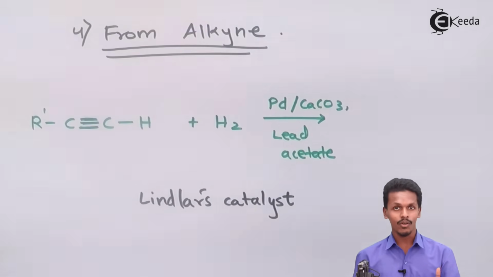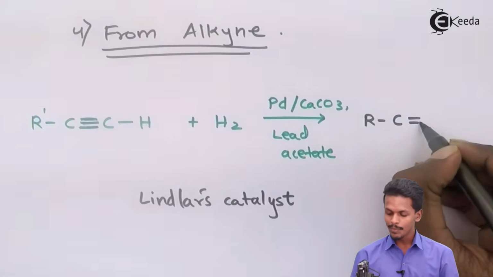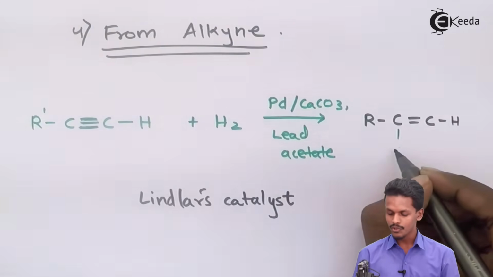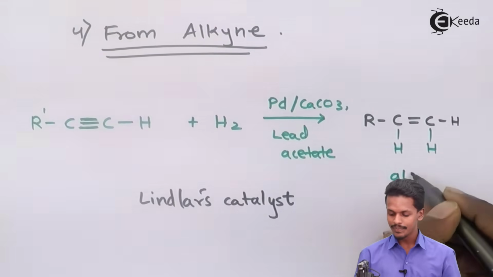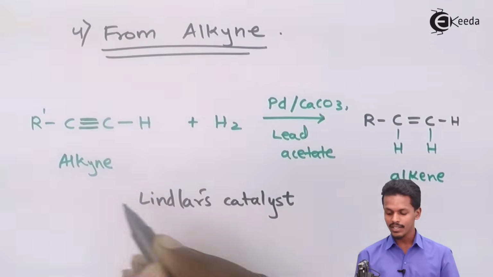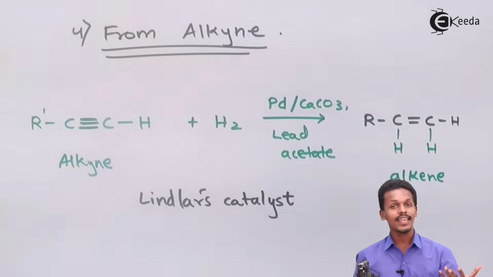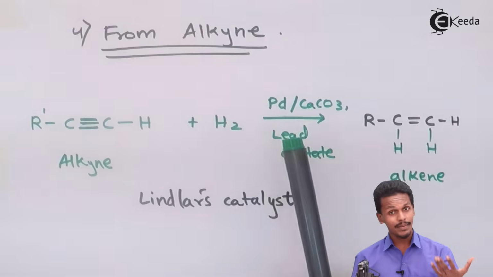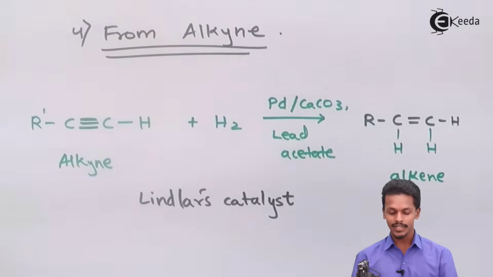So the product that we could get in this case is basically R-CH=CH-R, with one hydrogen on each carbon. So in this case basically we have converted an alkyne to an alkene. This is the thing that we have used, and the main thing is we have used the catalyst known as Lindlar's catalyst, basically palladium or platinum in presence of CaCO3 and lead acetate. So let me give you an example in this case.